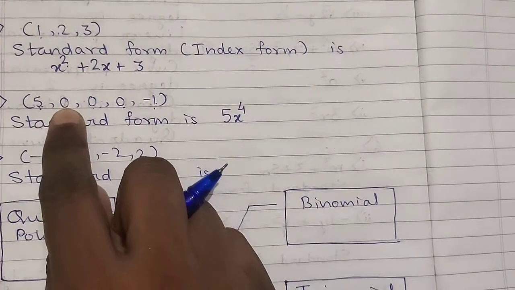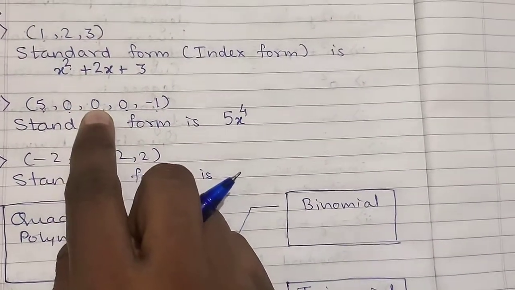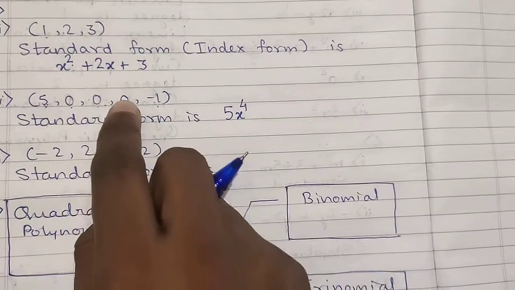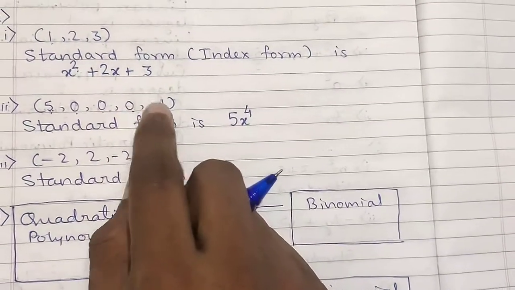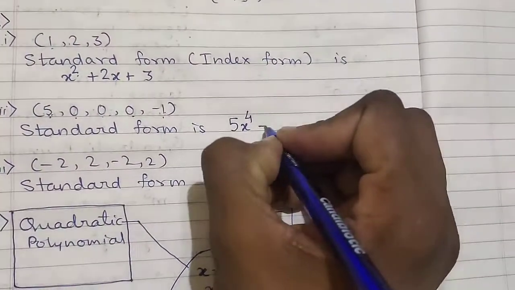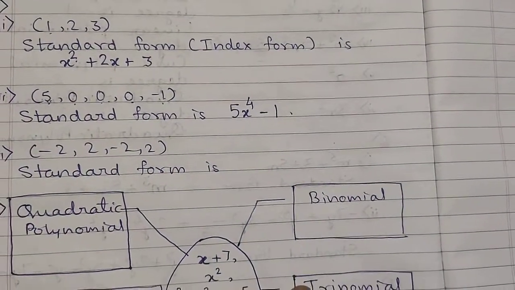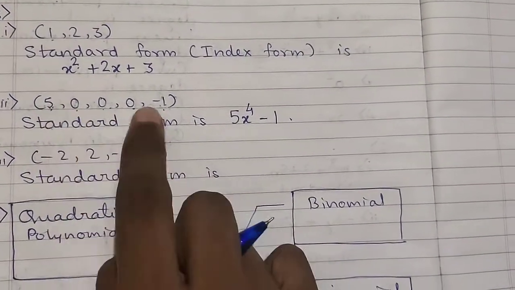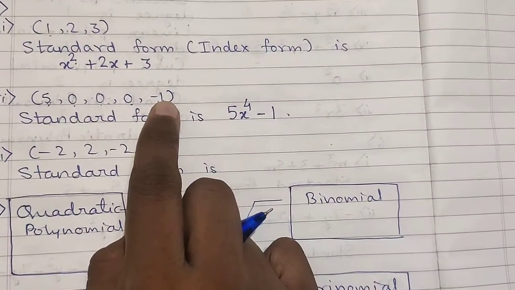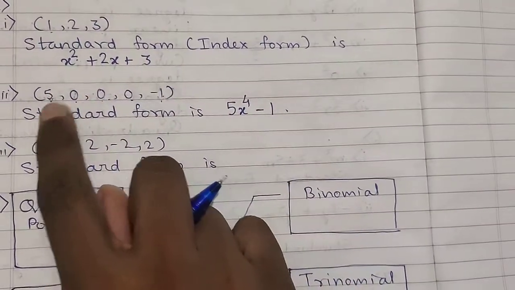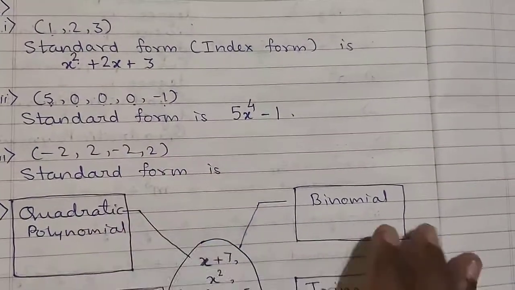Okay, last one is your power 4. Power 3 no need to write because 0 is there. Power 2 no need to write. Power 1 also you are not going to write. Then your last number is minus 1. So in this case you got 5x power 4 and minus 1. See, power 4 means 5 terms, so you can see here 5 terms are there.